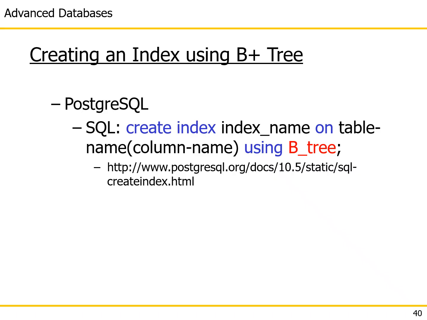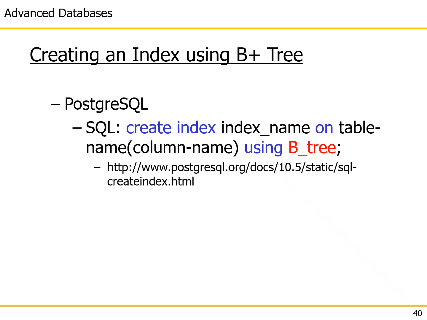How do you actually create a B plus tree? Because I've already told you there are many index types in databases. Any decent database like Oracle or SQL Server or Sybase or Postgres or MySQL will have a number of indexing data structures. So if you'd like to force the database engine to use a specific data structure like a B plus tree, then you have to specify that somehow.